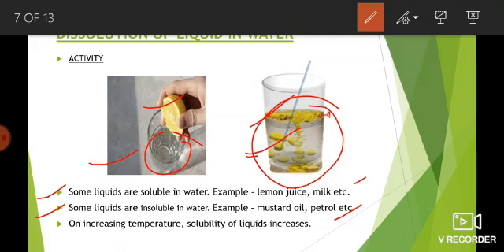And what is the effect of temperature on solubility of liquids? Same as solids. On increasing the temperature, the solubility of liquids increases.